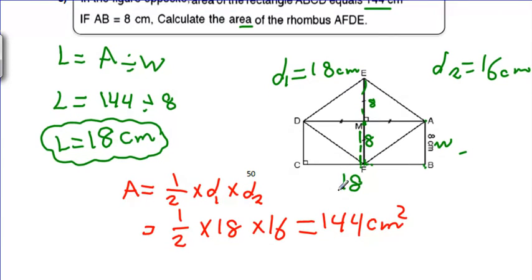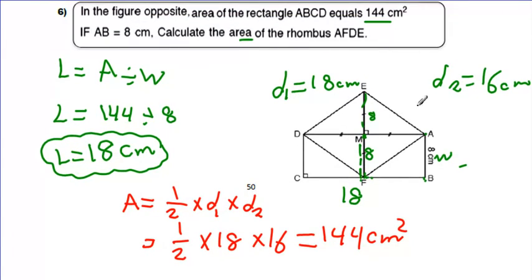This is the last question. We can say it again. He gave me a rectangle and a rhombus, and gave me the width of the rectangle and the area of the rectangle. From the width and the area I can get the length. Why do we get the length? Because the length of the rectangle equals the diagonal of the rhombus.